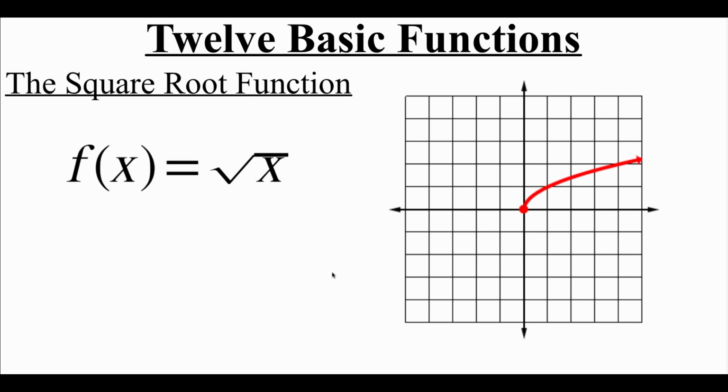Our next function is the square root function, so we've got f of x equals the square root of x. We're starting at the origin and we're working our way out to the right-hand side. There's nothing on the left-hand side here because you can't square root negative numbers.